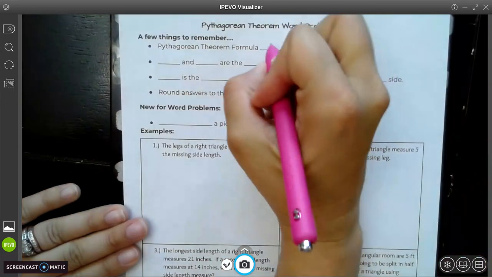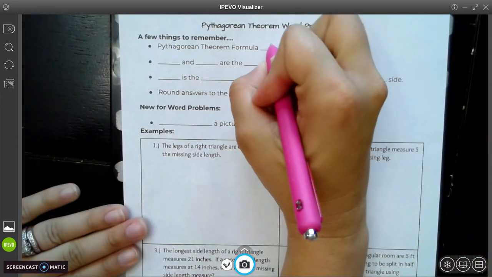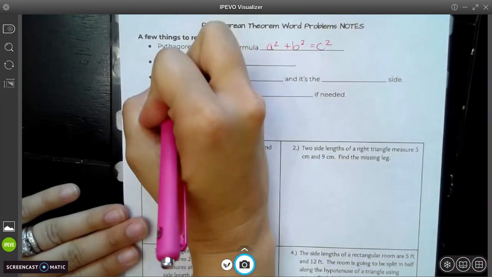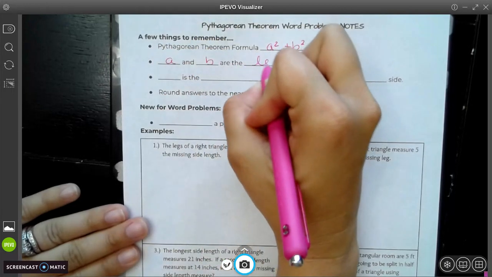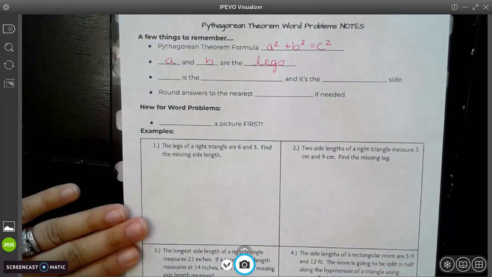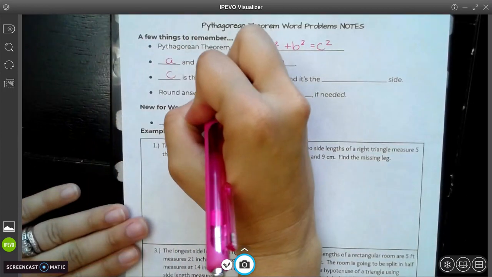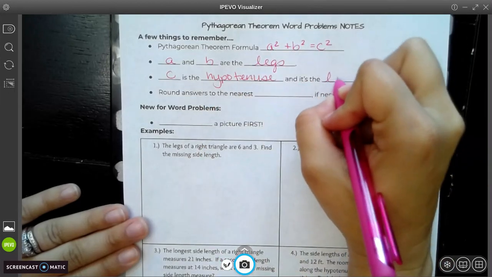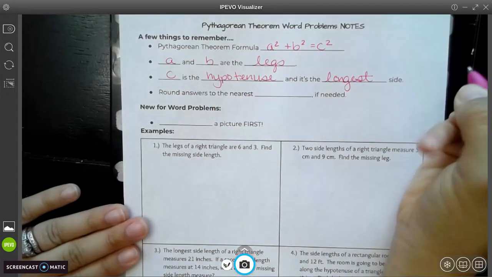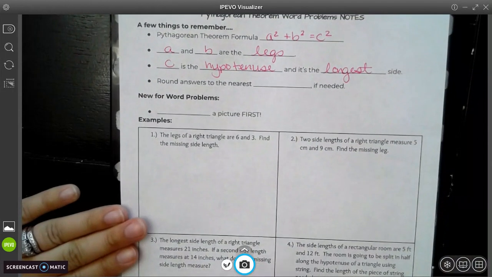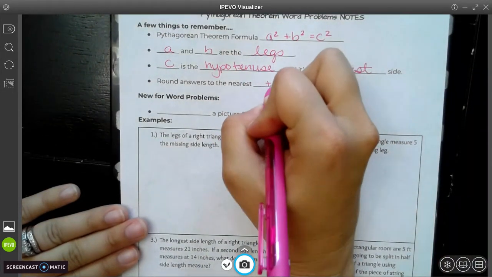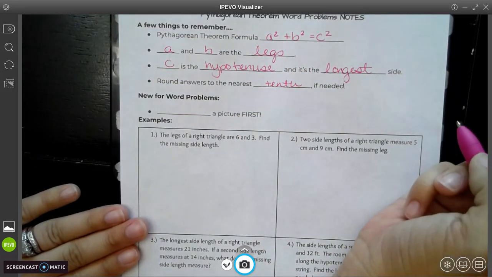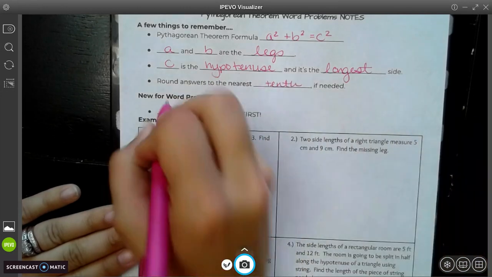All right, so the Pythagorean theorem formula, just a few reminders, is a squared plus b squared equals c squared, where a and b are the legs. Remember, those form the 90-degree angle. C is the hypotenuse, and it's the longest side length. That's going to be important to remember on some of these word problems. Always round your answer to the nearest tenth. So if it doesn't come out to be a whole number, you should have one number past the decimal, but you need to make sure you round correctly.